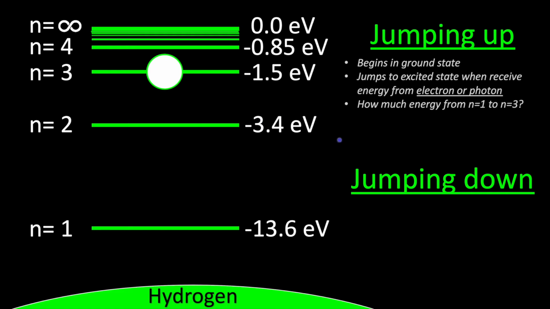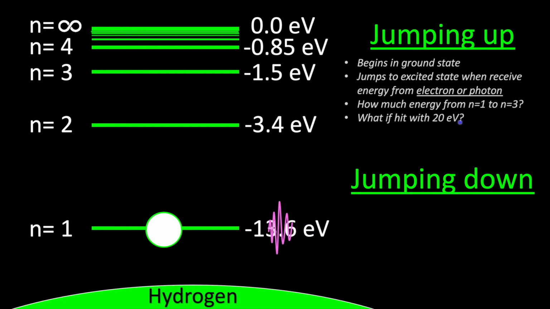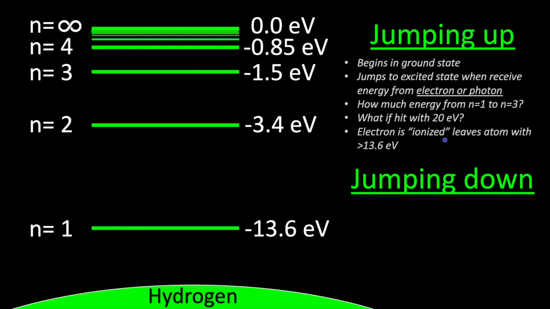Now, given these values, you might be considering, what if we hit it with more than 13.6? Say we hit it with 20 electron volts. What would happen in that case is, well, this would have to be a shorter wavelength of photon. It would come in with lots of energy like this, and it would knock the electron clean off of the hydrogen nucleus. It doesn't spend time in between, but it would be knocked completely off of this nucleus, which is called being ionized. So the electron is ionized and leaves the atom with any energy greater than 13.6 electron volts. We saw this when we were talking about the work function in the photoelectric effect.